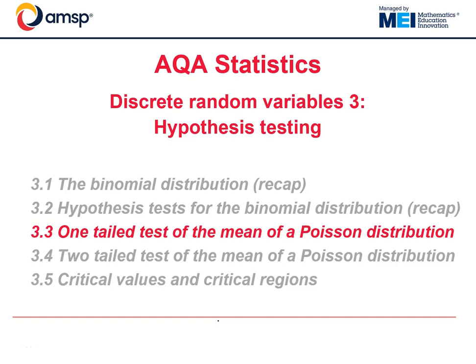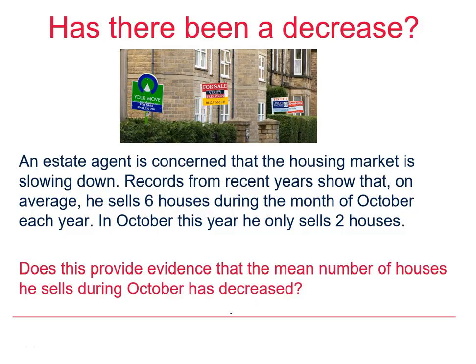Hello and welcome to this AQA Statistics video, Discrete Random Variables 3, this time looking at one-tailed tests for the mean of a Poisson distribution. So you might like to pause a moment and just read this through.